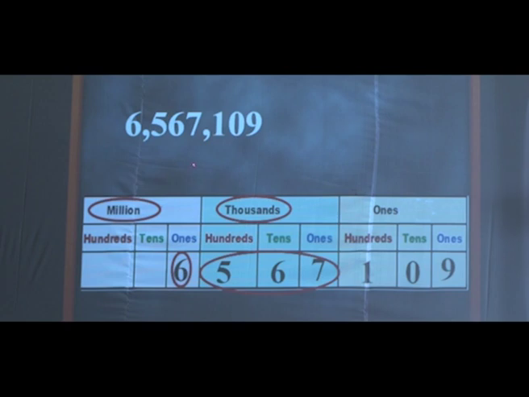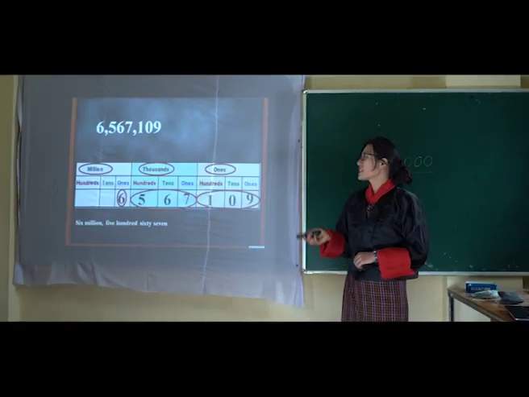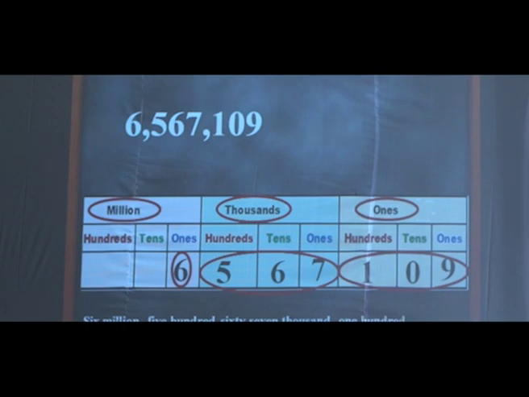567 thousands. Then we have 109. Don't say ones. 109. Just say it as 109. You don't say the last 3 numbers naming the period. So the above number is read as 6,567,109. Now, how do we write 1 million?